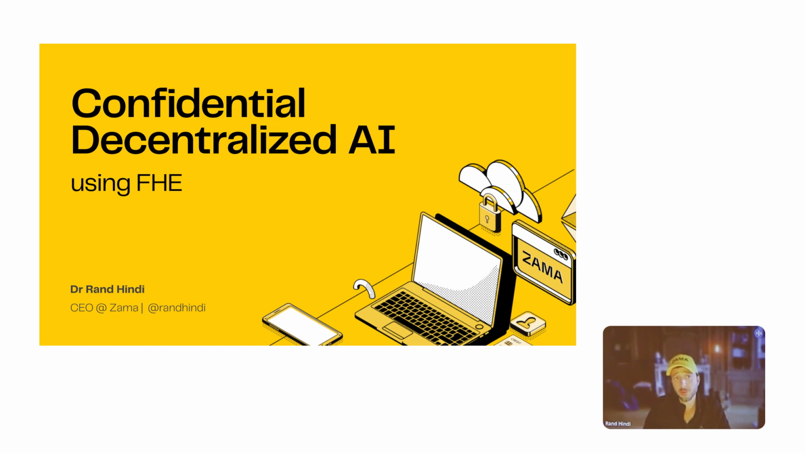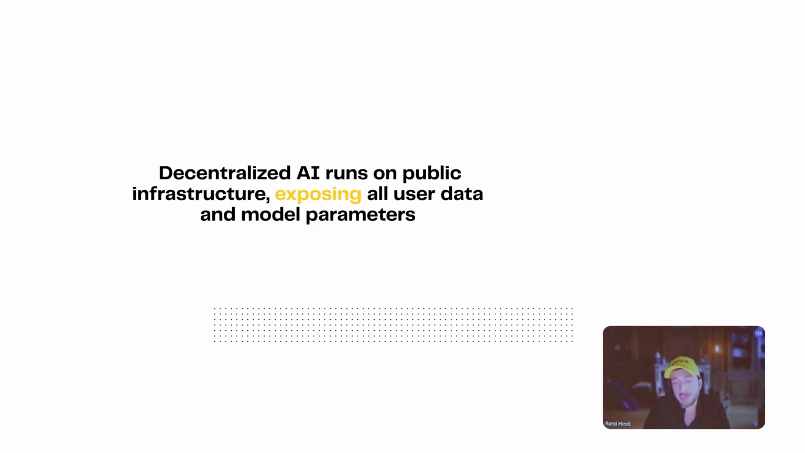So today I would like to talk about confidential decentralized AI using homomorphic encryption. One of the issues with decentralized AI is that by running a public infrastructure, you're exposing all of the user data and model parameters. For example, if you have a proprietary data set and you want to train a model with it, you definitely don't want everybody to have your data set or the weights of the models. You just spent millions of dollars training.